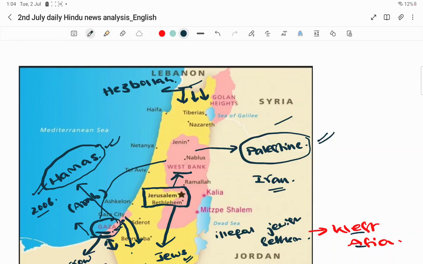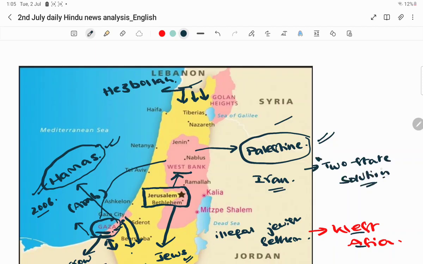On one side it is facing the challenge from Hamas in Gaza, on the other side from Hezbollah in Lebanon, and the third one from Iran. And the fourth one: earlier, many peace agreements were signed by Israel with neighboring Arab countries, for example Saudi Arabia and the UAE, United Arab Emirates. Now these countries are saying that there needs to be peace in Gaza as well as Western Asia, and finally the peace solution that is offered is known as the two-state solution.